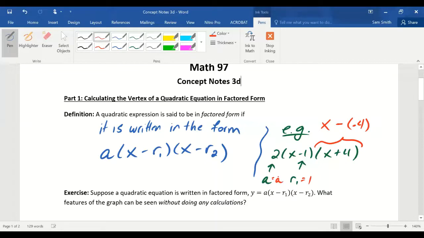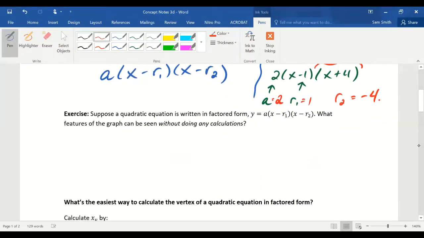And that means that R2, the second number here, is the opposite of plus 4. It's negative 4. And so those would be the three constants in factored form. For this particular example, leading coefficient 2, first number 1, second number negative 4.